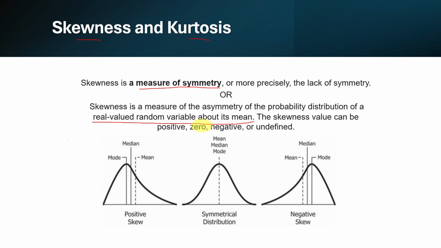The skewness value can be positive, 0, negative, or undefined. So this is a symmetrical distribution. A symmetrical distribution we also call a normal distribution. In this distribution, mean, median, and mode all lie in the center at the same place, and you get a normal distribution. See that? This is your normal distribution.